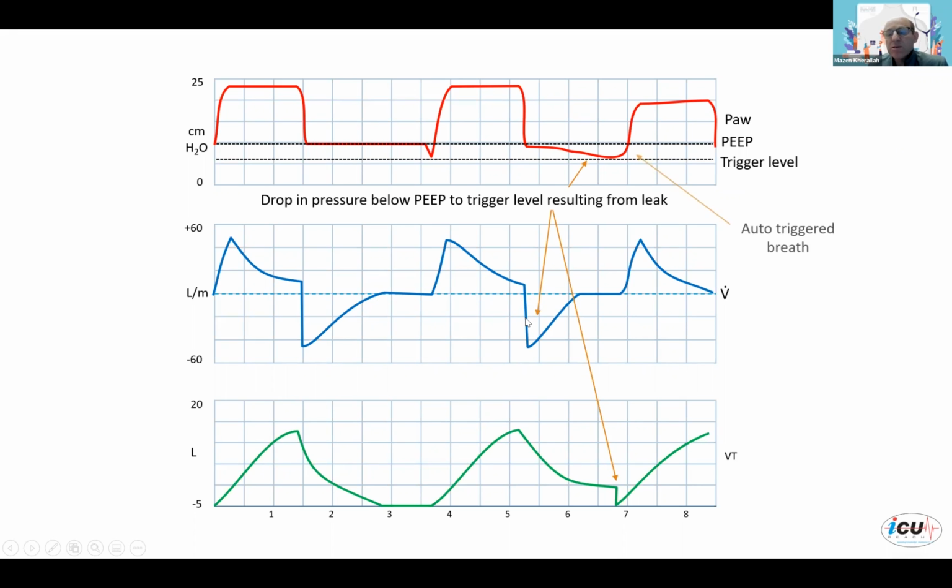So this is the air leak. This is similar to what we just talked about in the previous slide. However, because of the drop in the PEEP into the trigger level, that triggered the ventilator for another breath. And this is what we call auto trigger. So this breath is triggered by the drop in the expiratory pressure. It's not triggered because of the patient's inspiratory effort. In order to be triggered by the patient, you need to drop that expiratory pressure to the trigger level. However, because of the leak here, that pressure drops to the trigger level and triggers the ventilator.